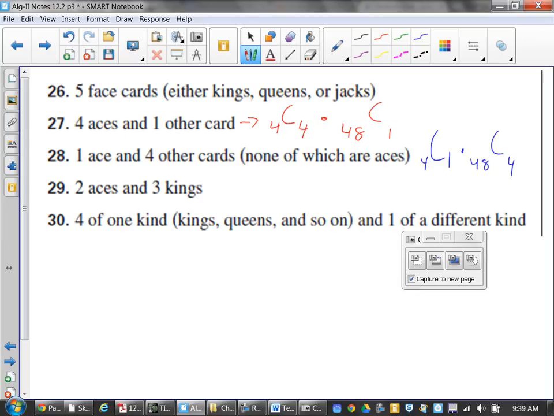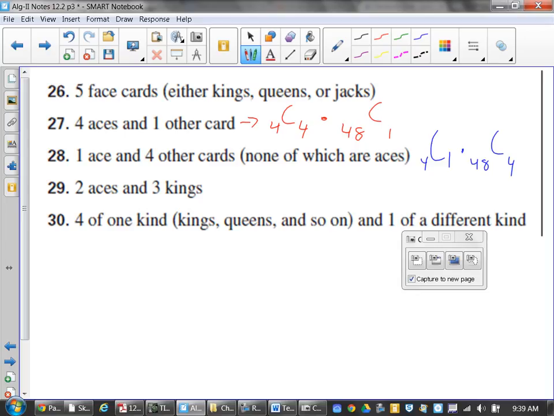Good job. 2 aces and 3 kings. So 4, choose 2, times 4 choose 3? Yeah. Should be right. Pretty good. Actually, the better full house would be aces over kings.